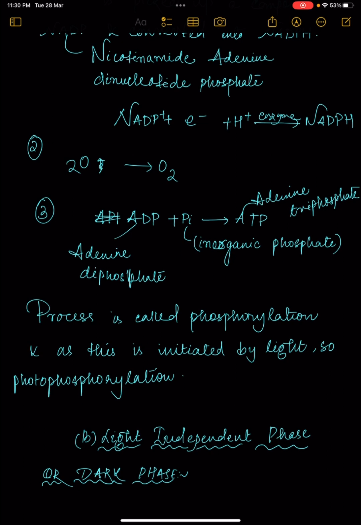And as this is occurring due to the photons or the light energy and is initiated by the light, we call it photophosphorylation. We know photo means something related to light. Phosphorylation means the conversion of ADP, using inorganic phosphate, to adenosine triphosphate. That process is called phosphorylation, and it is initiated by light. So we add the word photo, which is something related to light.